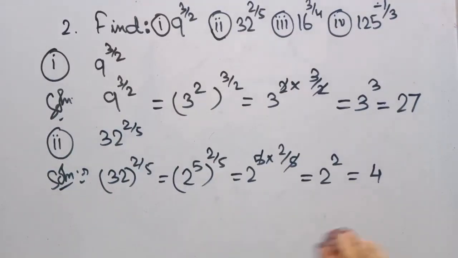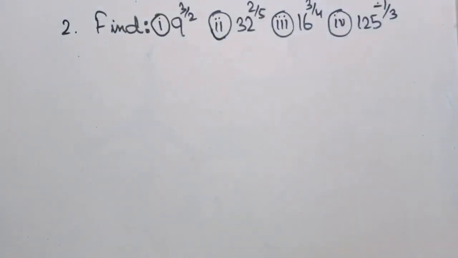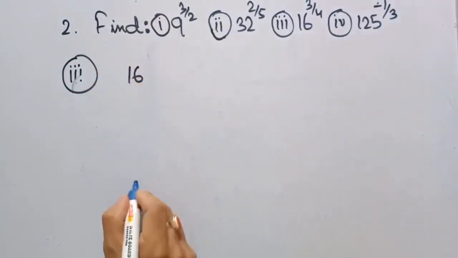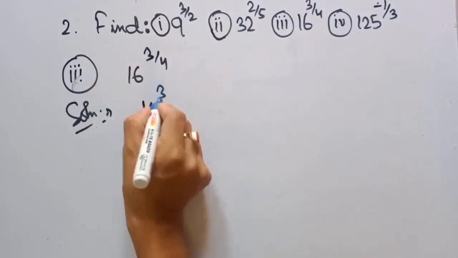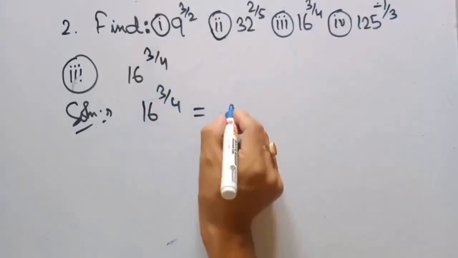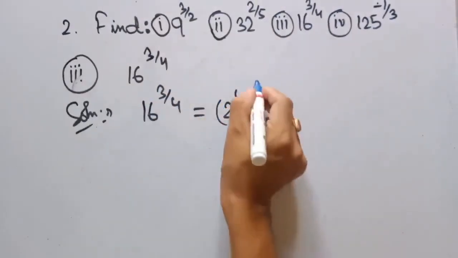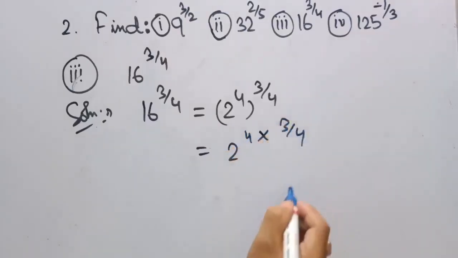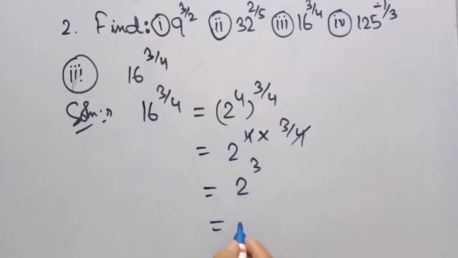Next, let us try to solve the remaining Roman number 3 and 4. So Roman number 3, 16 to the power 3 by 4. Solution: 16 to the power 3 by 4, equal to, instead of 16 we can write 2 to the power 4, that is 2 to the power 4 is equal to 16. This will become 2 to the power 4, to the power 3 by 4, which is equal to 2 to the power 4 into 3 by 4. 4 and 4 cancel. Then this will become 2 cube, which is equal to 8. So the required answer is 8.